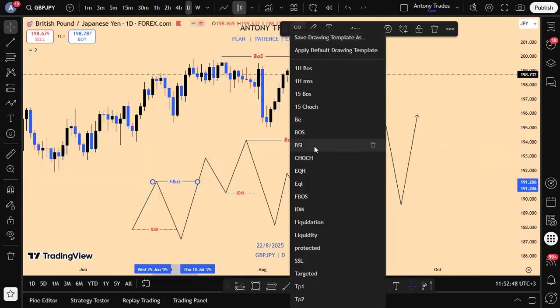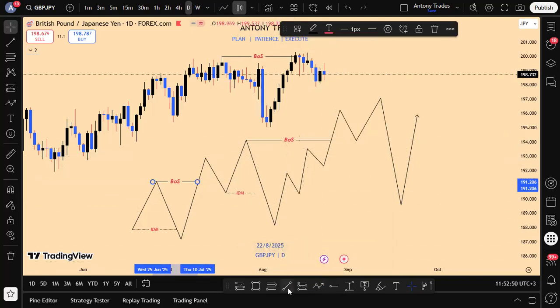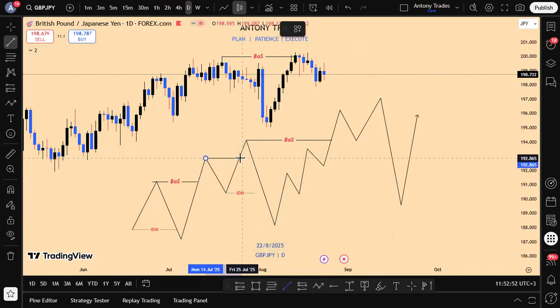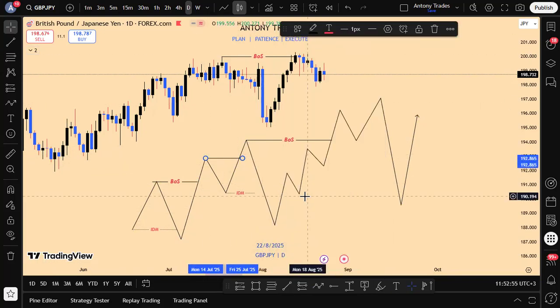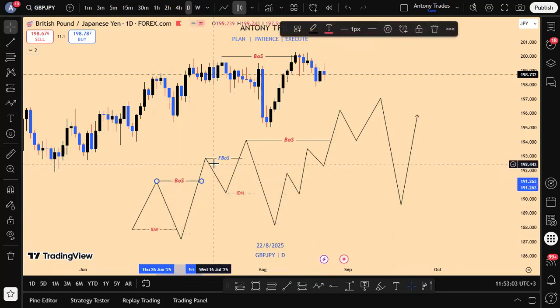Sorry, that's a valid break of structure. But for me, this is what I call a fake break of structure. So this is a fake break of structure. The reason why I'm calling this a fake break of structure is because it has not swept any liquidity before going to break this previous high.